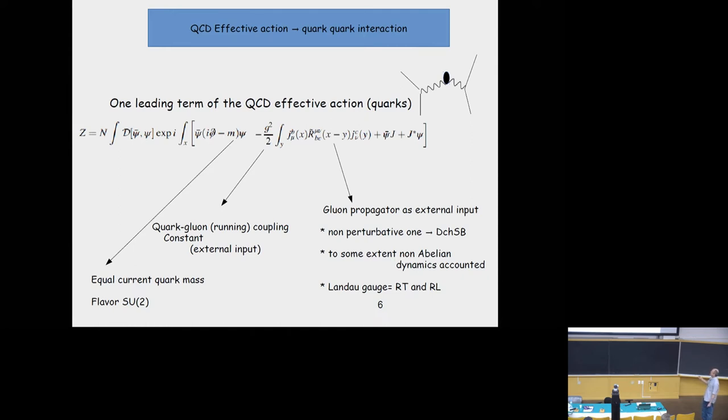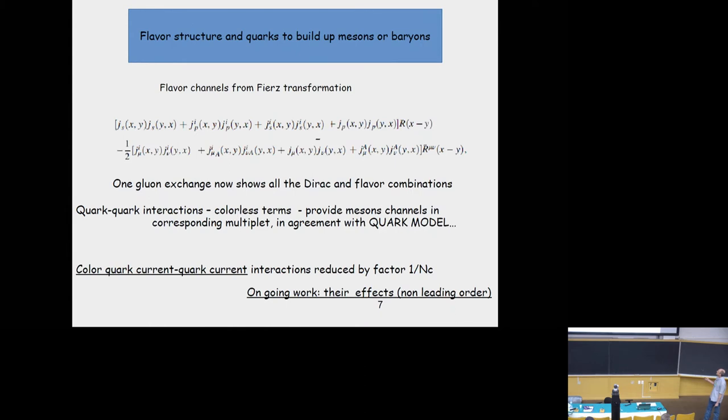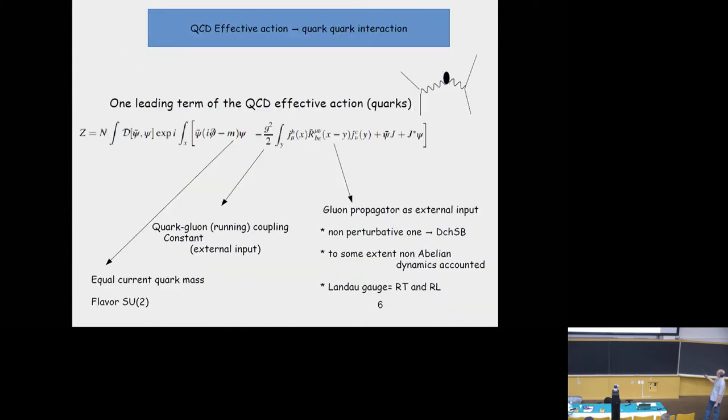So we can expect this is the leading term of the QCD effective action. We are neglecting here three-quark and four-quark genuine interactions, but we still keep nonlinear effects in the gluon propagator, which is a non-perturbative one. So this is the diagram here with this non-perturbative gluon propagator.